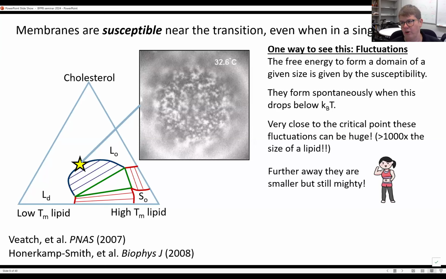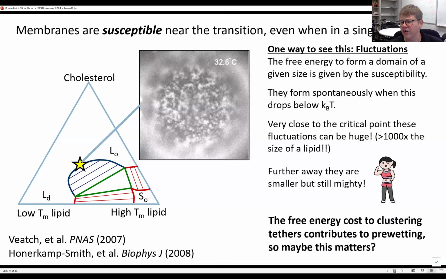When you're further away from the critical point, the susceptibility is still big, but it doesn't give you this gigantic amount of fluctuations, but they can still do useful things. And the free energy cost to pre-wetting, right, to clustering things on the membrane, is related to this susceptibility. And so maybe this is going to matter for this particular measurement that we're trying to make.